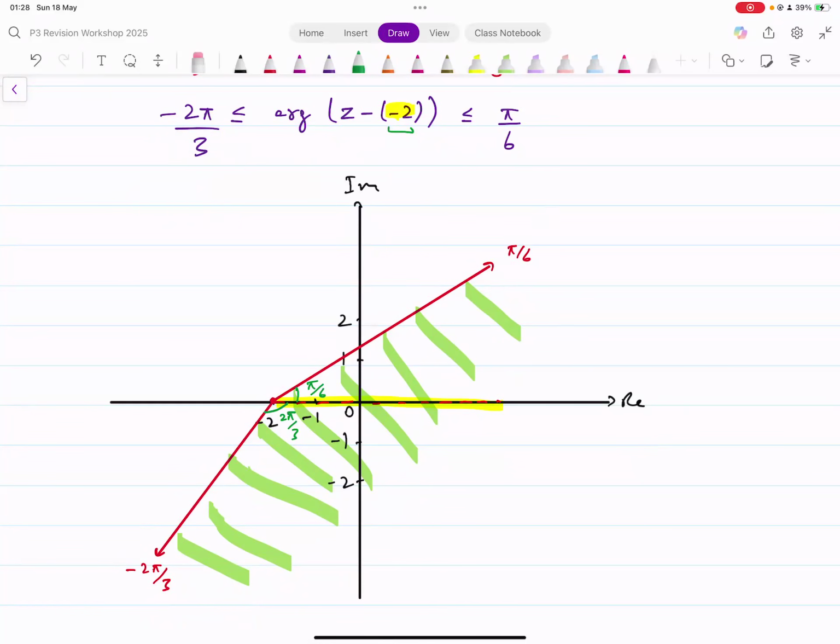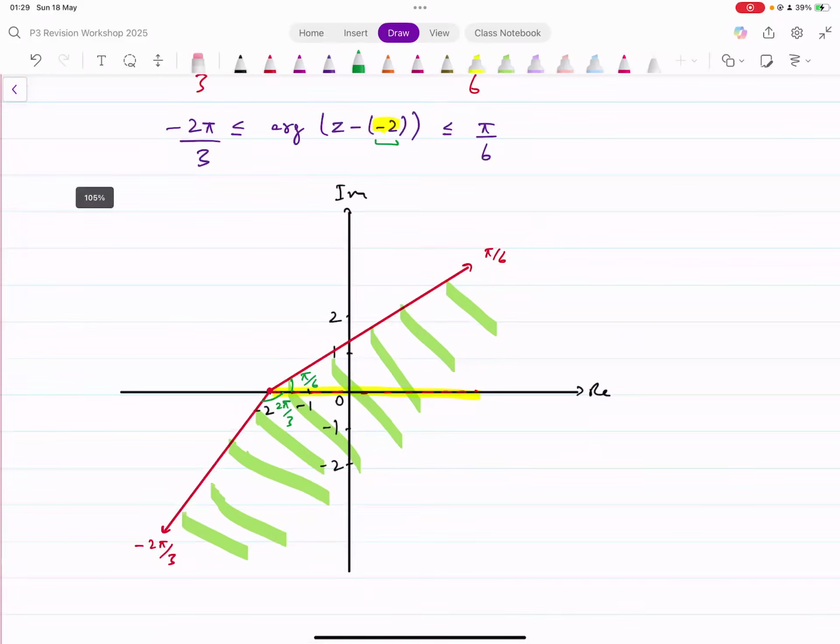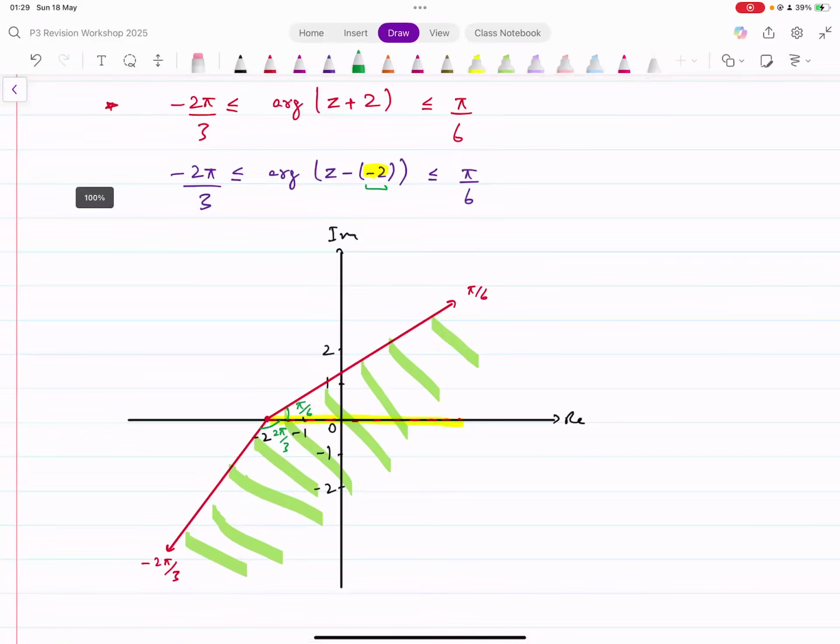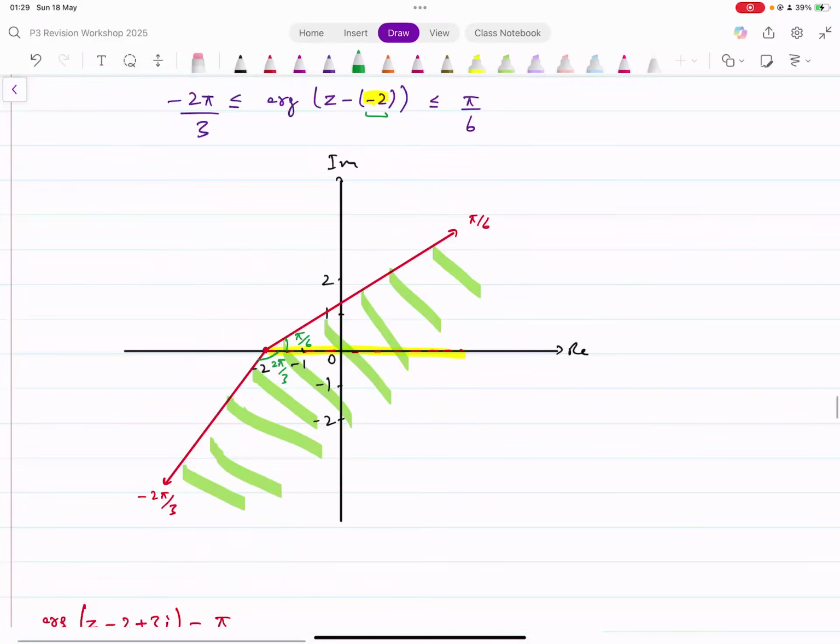And then they're saying the argument is between these two values, so you shade this region like this, right? Like I've done here, this green part, that's the part that satisfies both of these conditions.